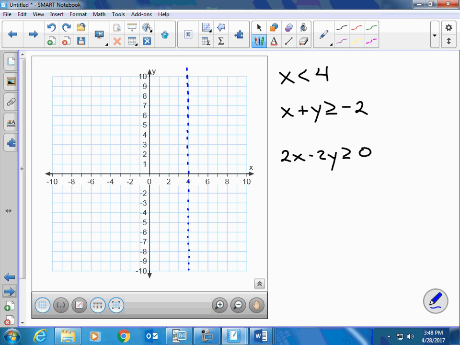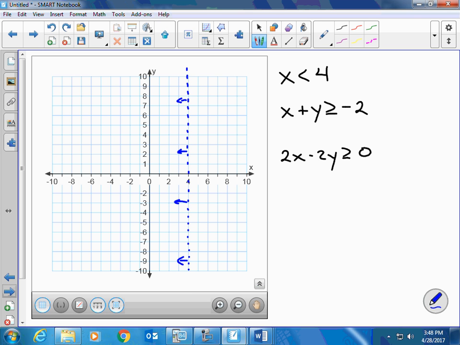What about x? Which x values are less than? The ones on the right-hand side of the line or the ones on the left-hand side? Pretty obvious. The numbers on the left-hand side of the line. So I know I only want the region to the left of 4.